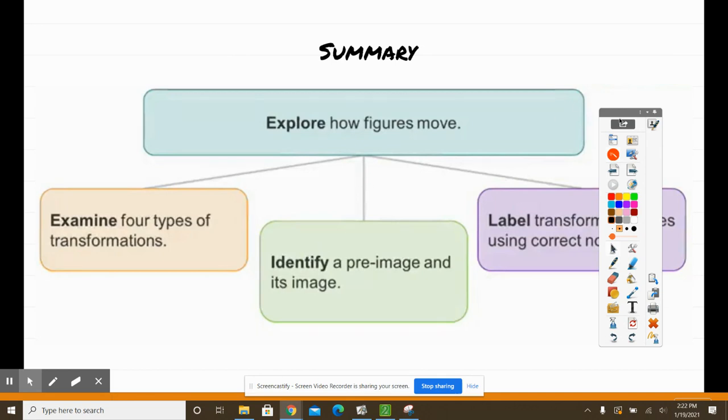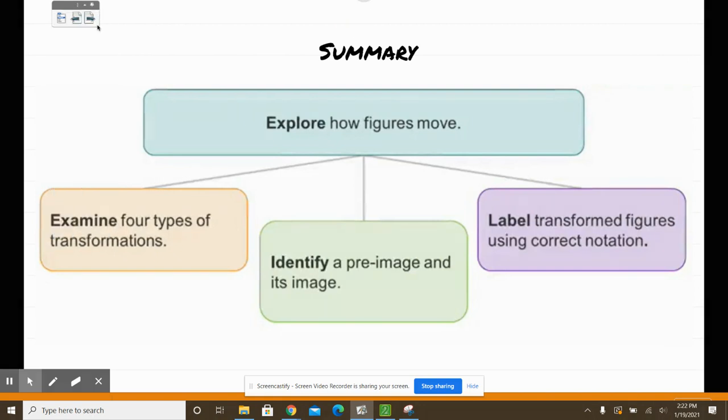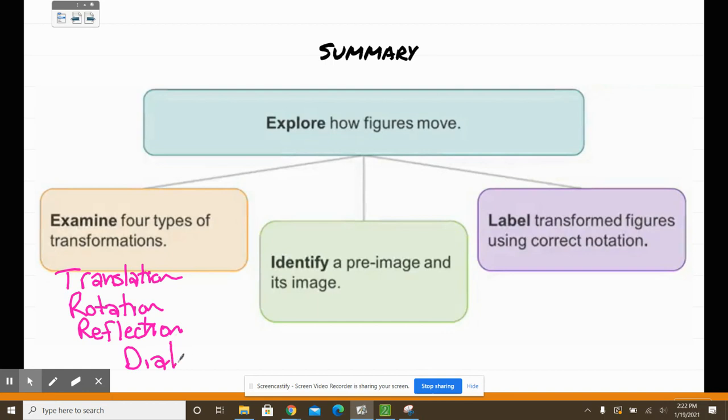Okay, so we talked about figures moved. We talk about the different transformations. You might have forgotten them. Let's write them down one more time. Translation, which is the slide. Rotation, which is the turn. Reflection, which is the flip. And what was the last one? Dilation, which is the stretch or the shrink.